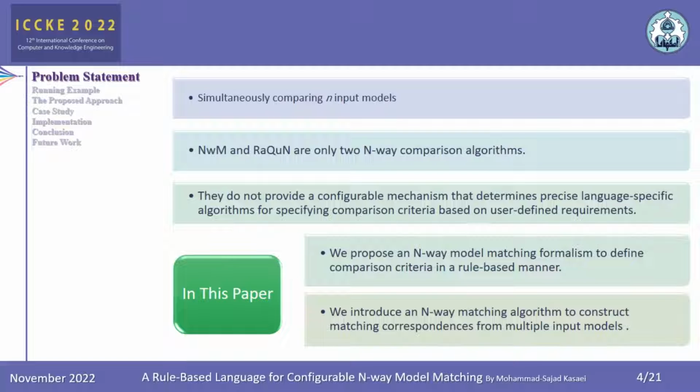requirements. Therefore, in this paper, we propose a formalism that can help users define comparison criteria for models of diverse meta-models and technologies in a rule-based manner. We introduce an n-way matching algorithm that considers multiple input models and constructs a chain filled through all matching correspondences.